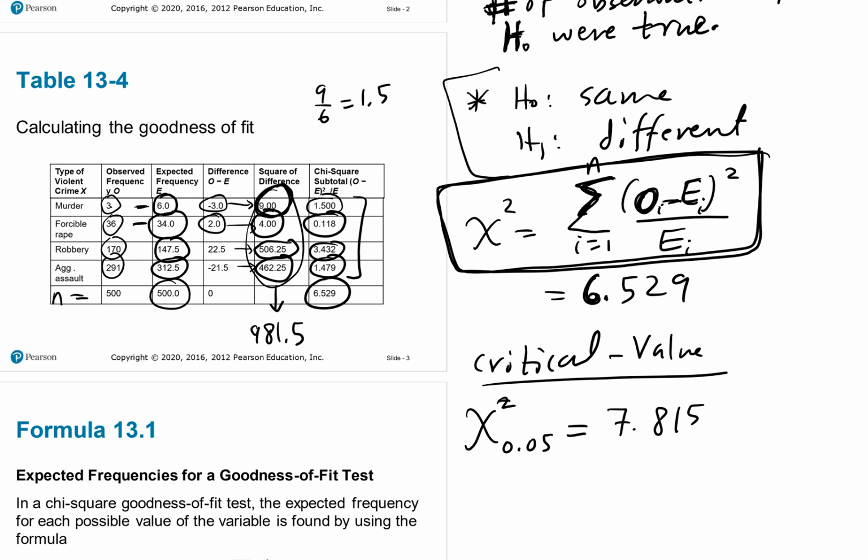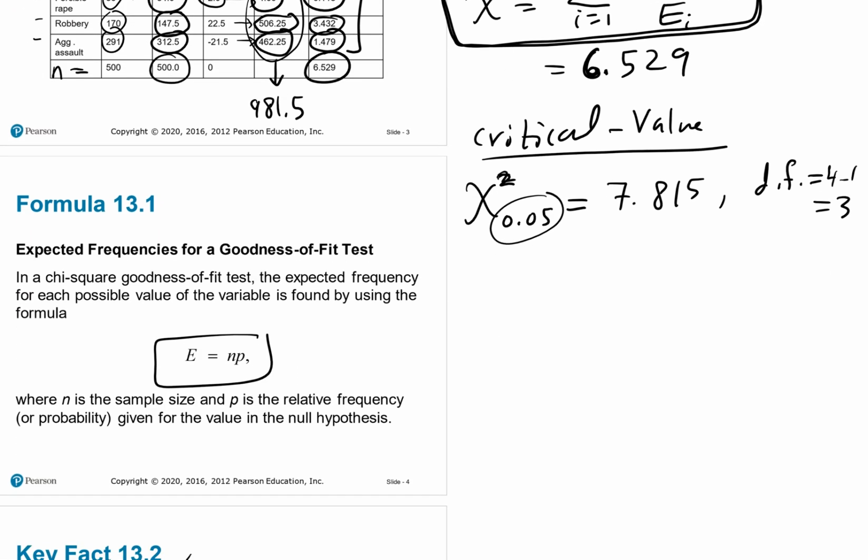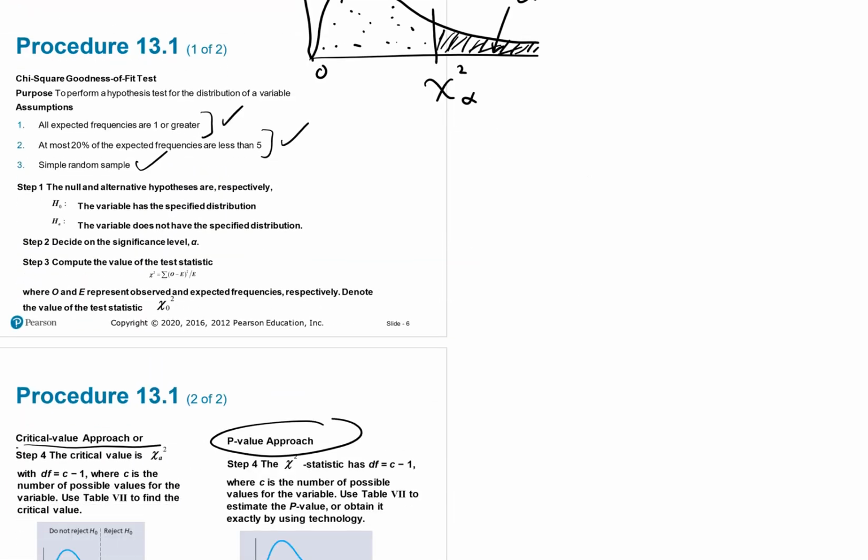Now we're going to get the critical value, chi-square of 0.05, because that's alpha. And it turned out to be 7.815. Where did that come from? The degrees of freedom: if you notice, we have 1, 2, 3, 4, so n is 4. 4 minus 1 is 3. So 3 and alpha is this. Let's go to the table. Table 7.